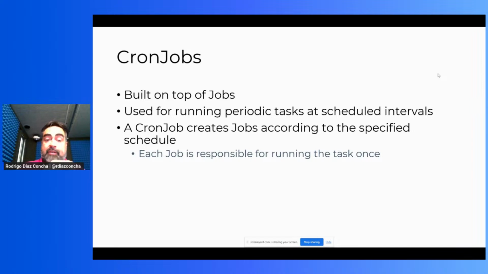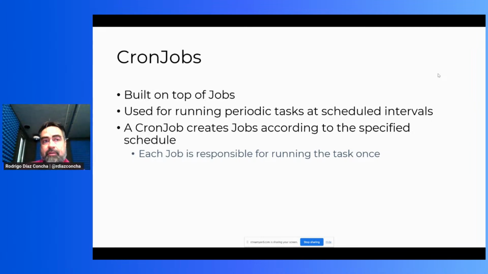Those cron jobs are built on top of jobs and are used for running periodic tasks at scheduled intervals. So in other words, you're gonna schedule a particular task to be executed and let Kubernetes do the job and just report if the job was successful or not, right? That's a cron job. So the cron job creates jobs, okay? The cron job, you set the schedule. I'm going to show you this.